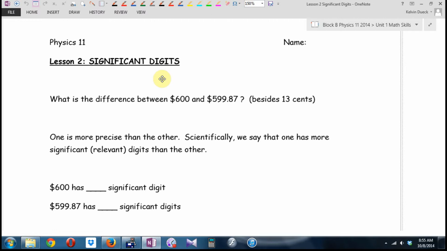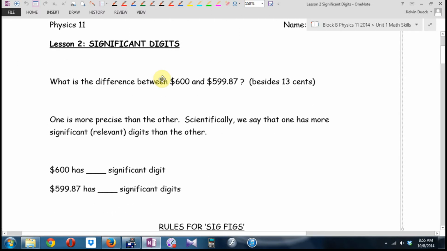Whereas if someone says it costs $587, I'm fairly sure it was exactly $587. One is more precise than the other. Scientifically, we say that one has more significant or relevant digits than the other. We call them significant digits or significant figures or Sig Figs for short.